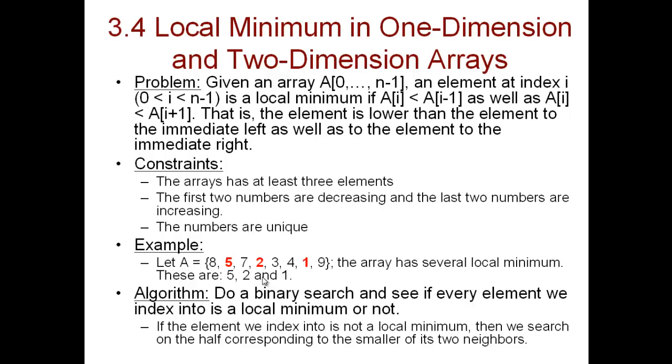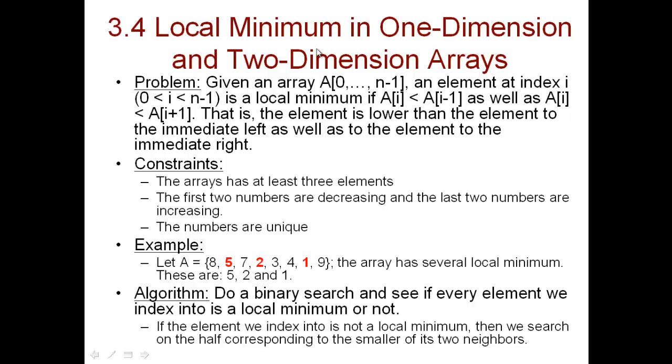So in an array, there could be several elements that could be a local minimum. What we are interested in is to find just one local minimum in an array. We are not interested in finding all the local minimum values that exist in an array. We just want to find one local minimum in an array.